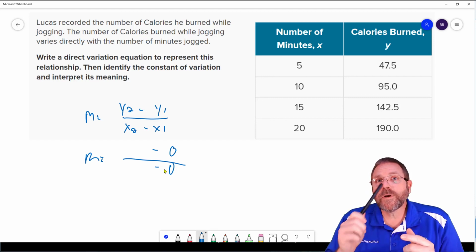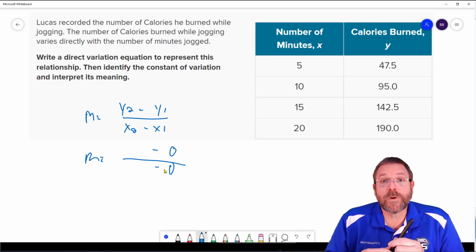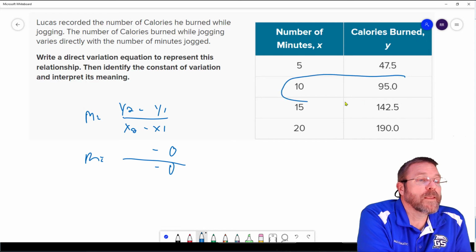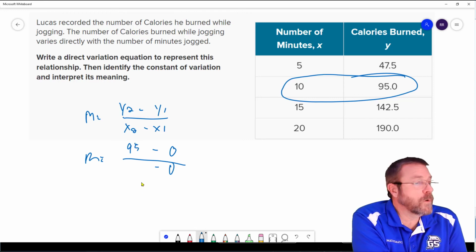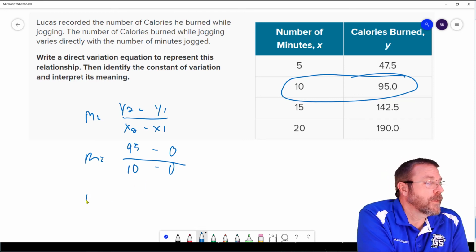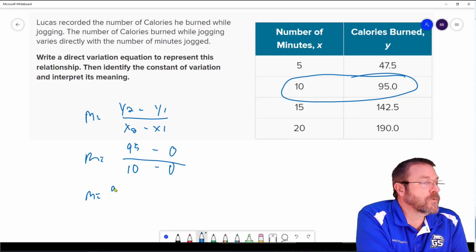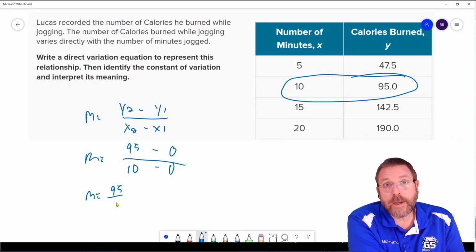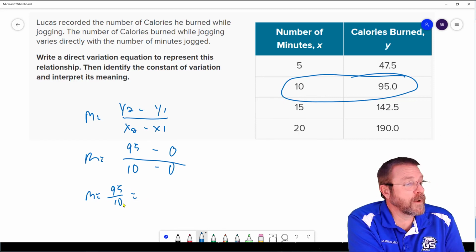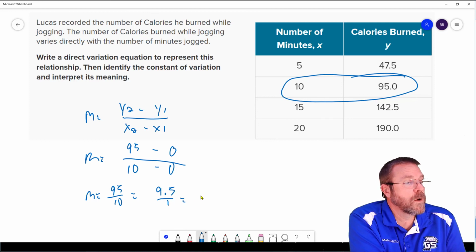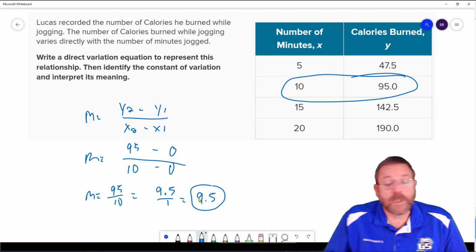Now from there, I want to pick some numbers that are easy to work with, and that pair of numbers is going to be these two. So my y2 is going to end up being 95, my x2 is going to end up being 10, and that means that 95 minus 0 is 95, 10 minus 0 is 10, and that simplifies down to 95 divided by 10. That is just going to be 9.5 to 1, also known as just 9.5.